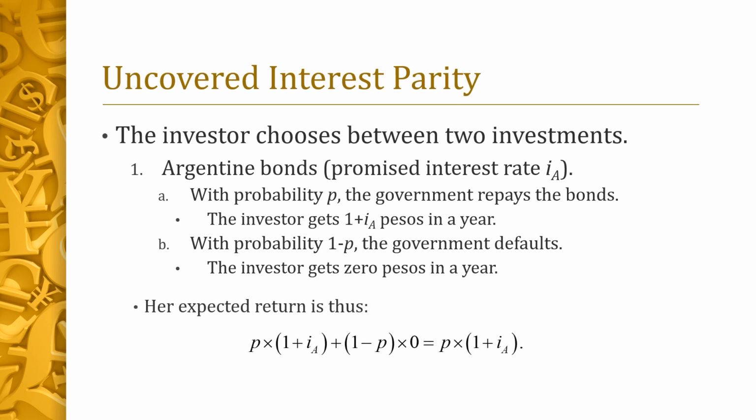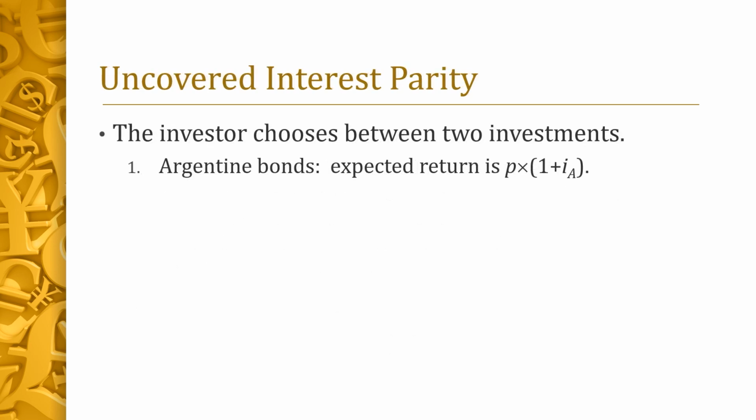Her expected return is thus the probability P of repayment times the promised repayment of 1 plus IA, plus the probability 1 minus P of default times the payment 0 in case of default. This simply equals P times 1 plus IA. For reference, this expected return is reproduced here as well.